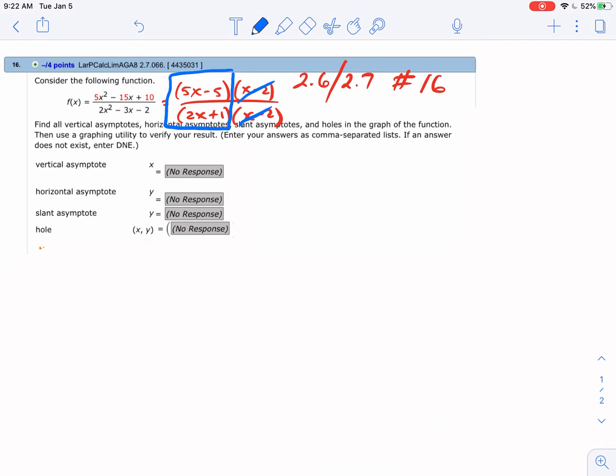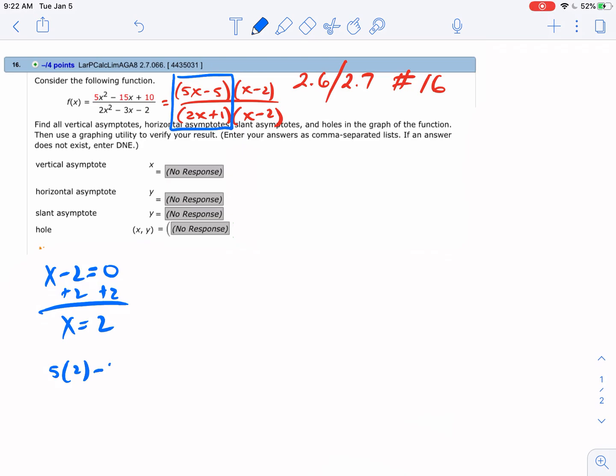So if that x minus 2 goes away, that's telling me that there's a hole. Not a vertical asymptote this time, there's a hole at x equals 2. And if it's behaving like this part, what I can do is put the 2 in for x.